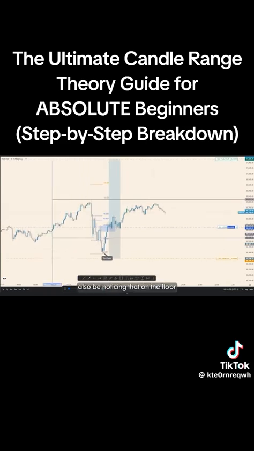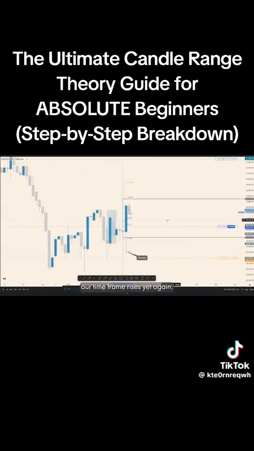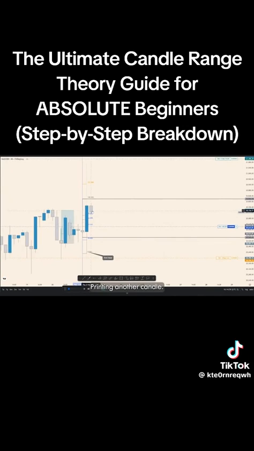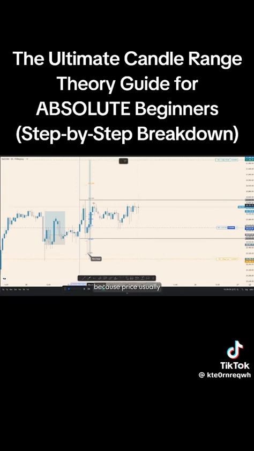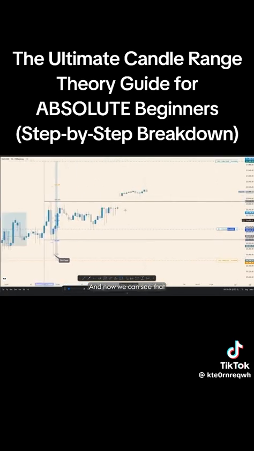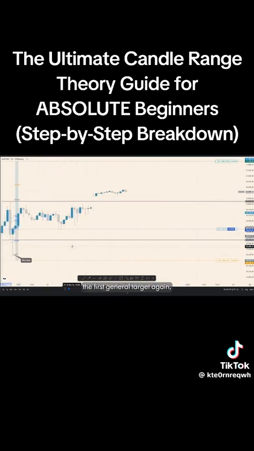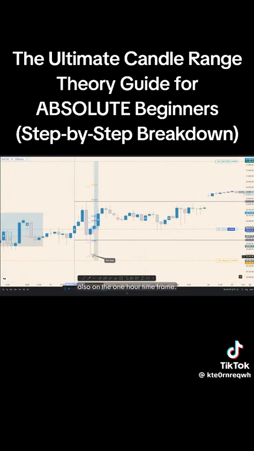And you should also be noticing that on the 4-hour time frame, price is yet again printing another 4-hour candle. And these usually do take a bit of time because price usually likes to accumulate and manipulate within that same range. And now we can see that we've finally reached the first general target. Also on the 1-hour time frame, as I said, candle range theory is fractal. So even the 1-hour time frame forms our range. Price sweeps the first pivot point and then goes towards the next.